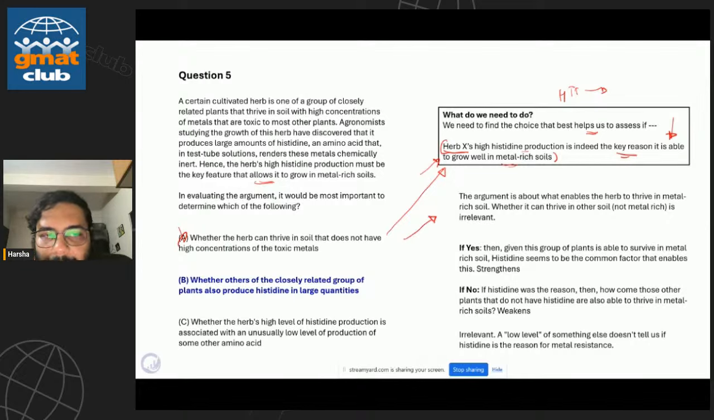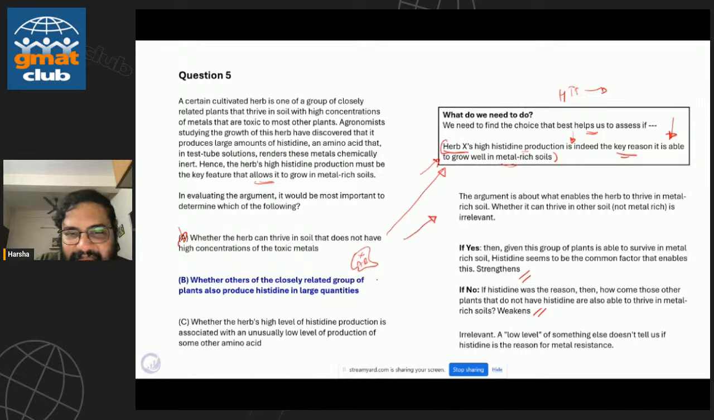Choice B is a very interesting choice. Even though the argument that you're trying to assess is about that particular herb and not the group overall, choice B, even though it's talking about the group overall, is actually correct. And what's the logic? Just observe this. Two directions. Whether others of the closely related group of plants also produce histidine in large amounts. Remember, this entire group, which is X, A, and B, all of them are able to survive and thrive in metal rich soils. Think about that.